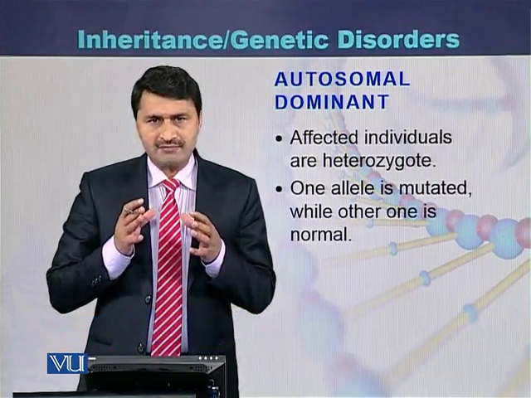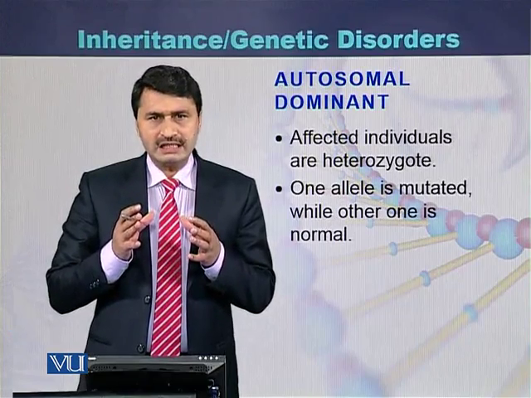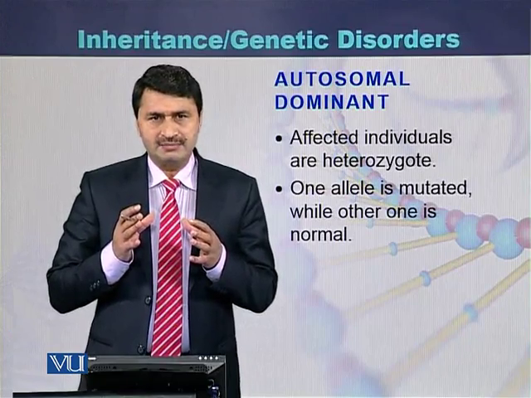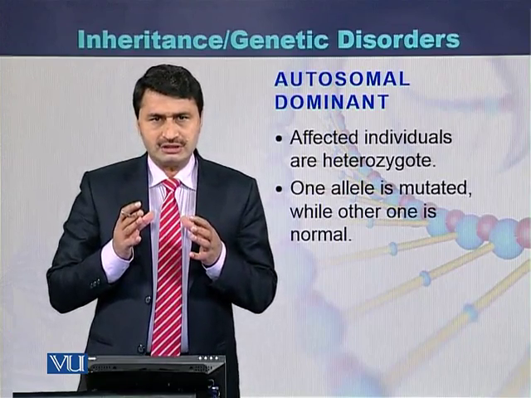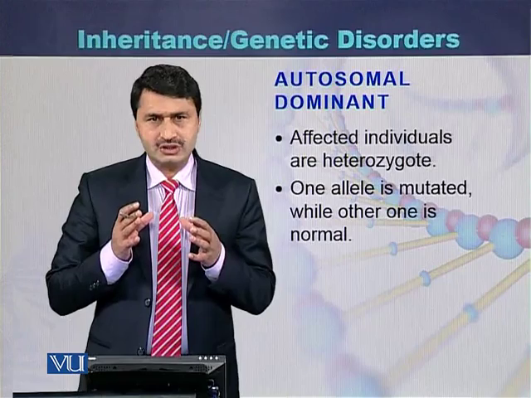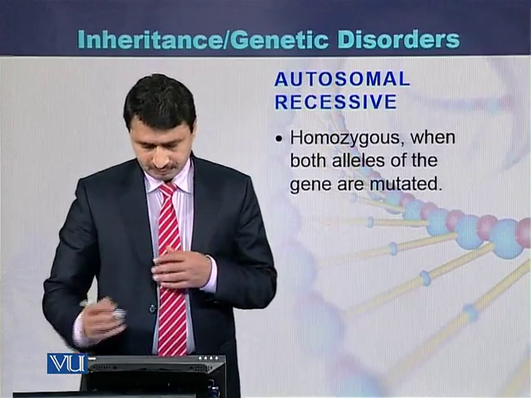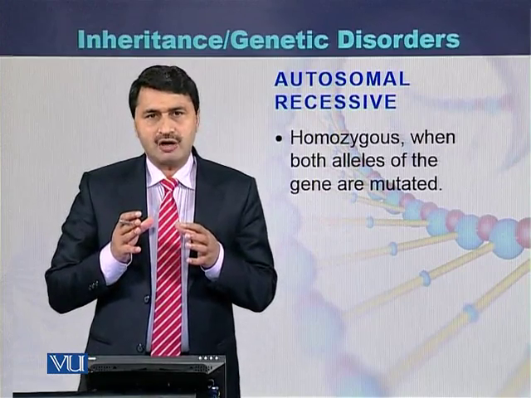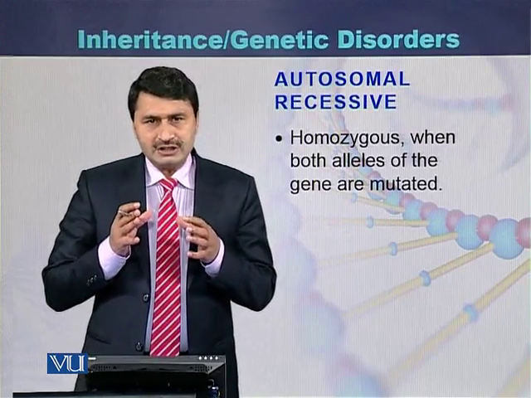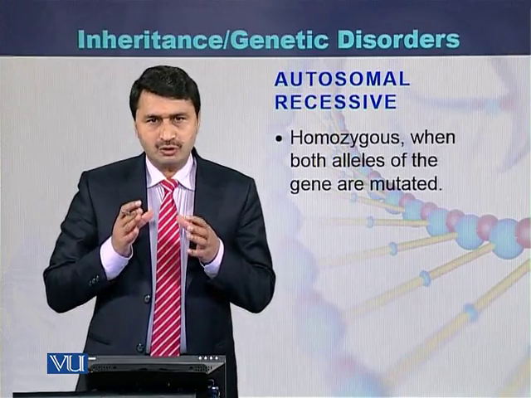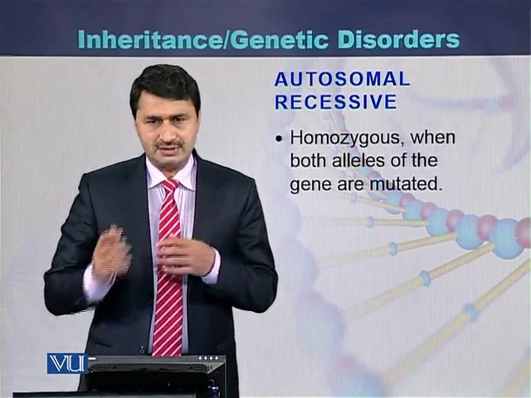The individual has two alleles. One of the alleles is affected while the second allele is unaffected. If there is such a situation, then the pattern of inheritance is called autosomal dominant. While in case of autosomal recessive, the individual is homozygous. The meaning of homozygous is that both the alleles are affected.